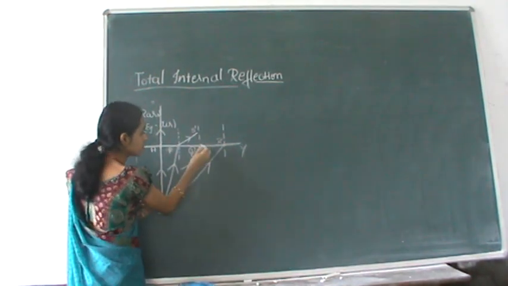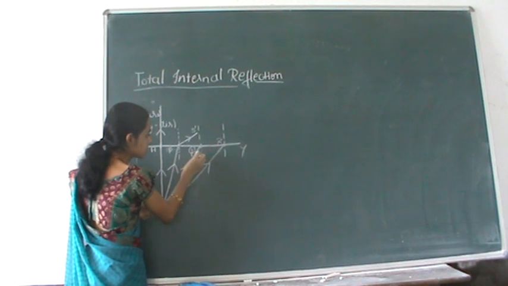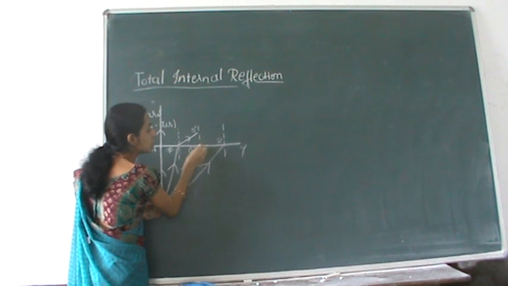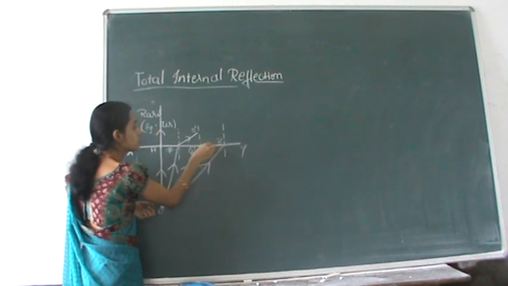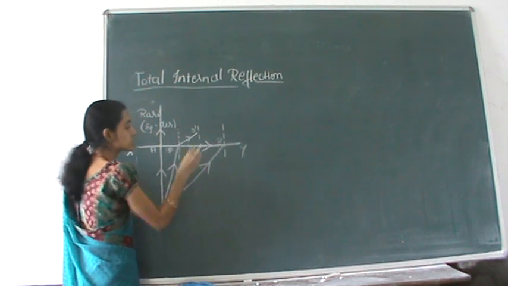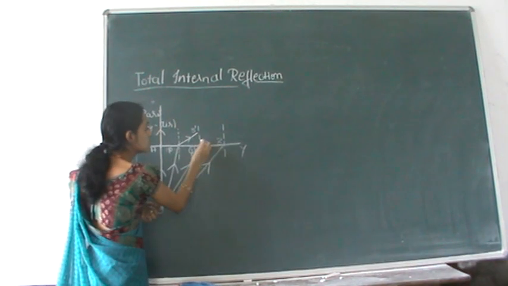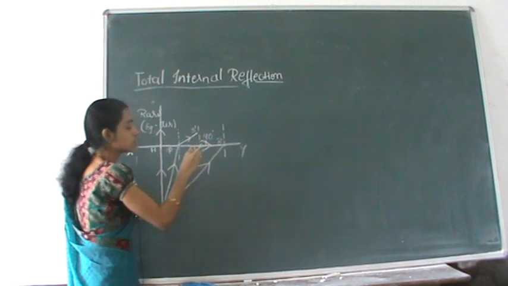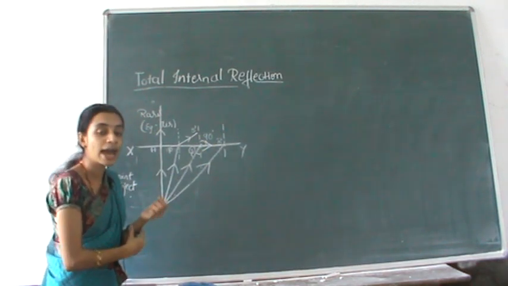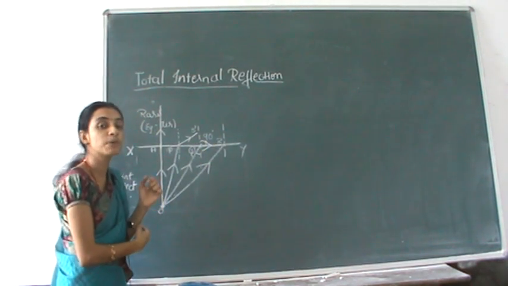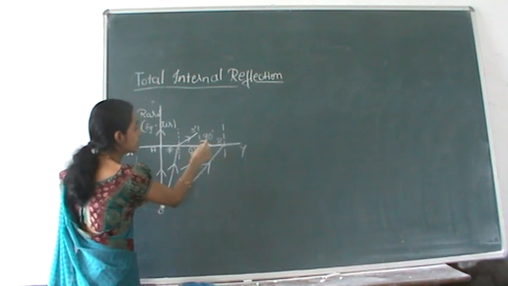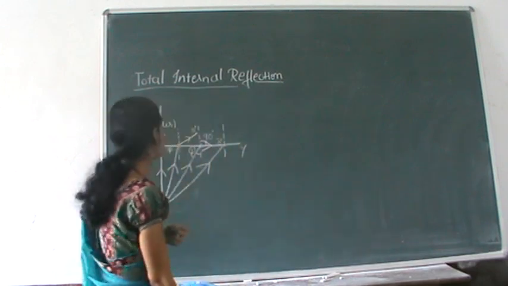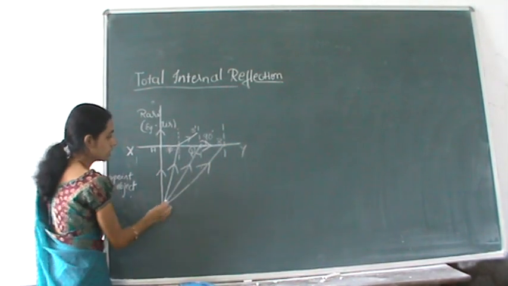So what happens? At a certain value, the refracted ray grazes the surface. This value is nothing but 90 degrees. At a particular angle of incidence, the refracted angle will be 90 degrees.